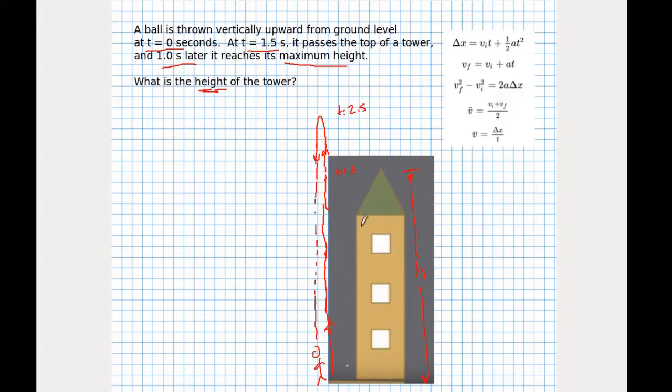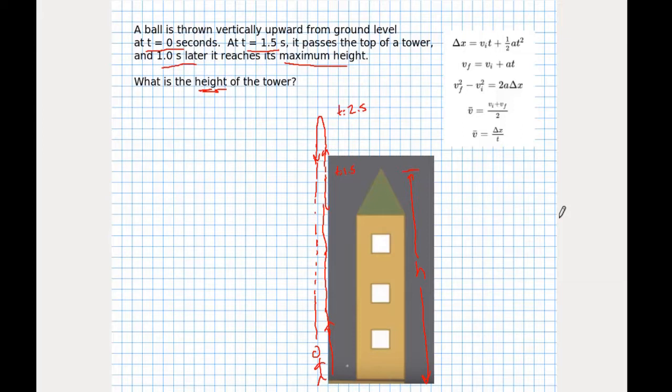All right, so 1.5 to get to the top of the tower, 2.5 to get to the top, and then presumably another 2.5 seconds to get back to the ground again. And we're going to try and figure out from that the height of the tower. So how do we proceed? Well, this is a kinematics question.